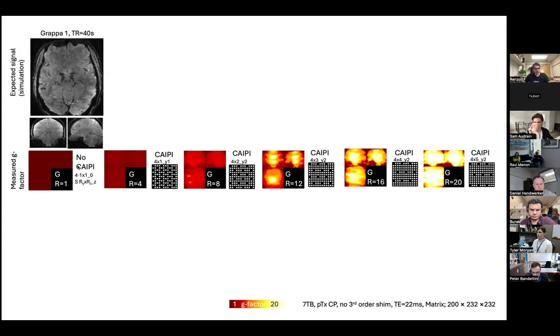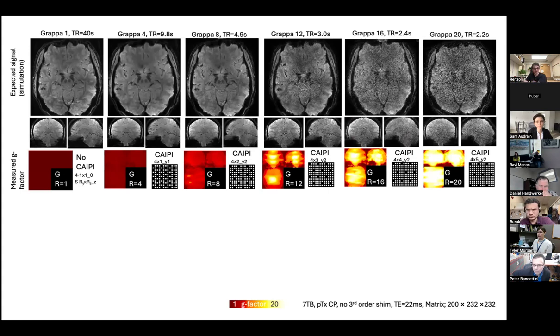For no GRAPPA, we don't have any g-factor noise amplification. Then GRAPPA 4, GRAPPA 8, 12, 16, and 20. You can see how the g-factor, based on the models, would basically explode and we would have a lot of noise amplification. So assuming that 0.8 millimeter is thermal noise limited, we can predict where we have certain noise amplification and then see how the signal breaks down, right? You can see that maybe after GRAPPA 8, it starts to look really like salt and pepper noise.